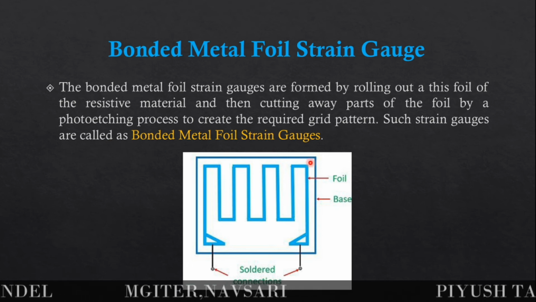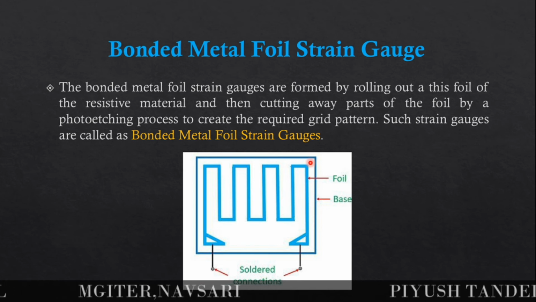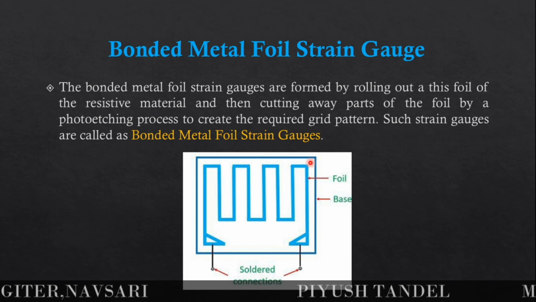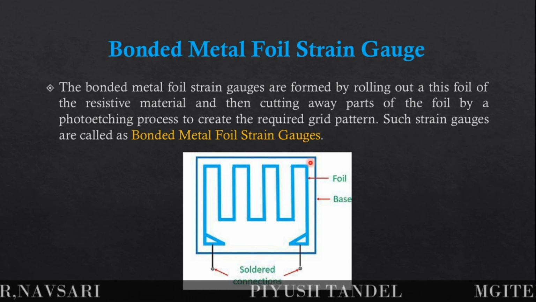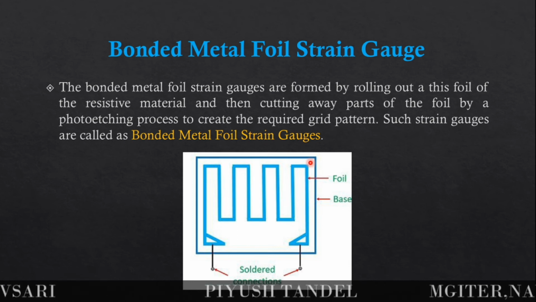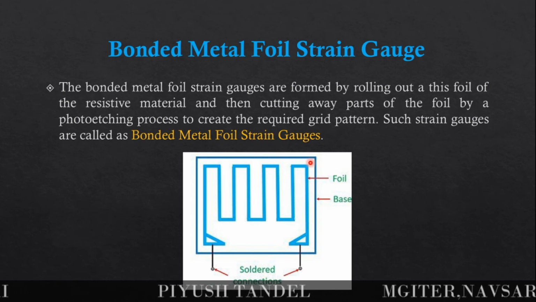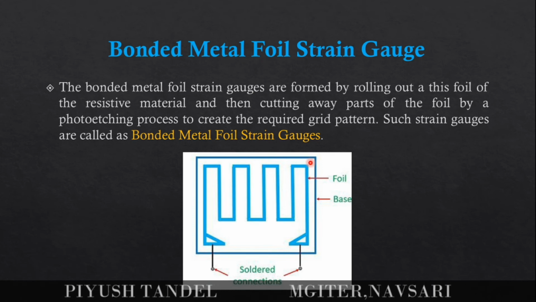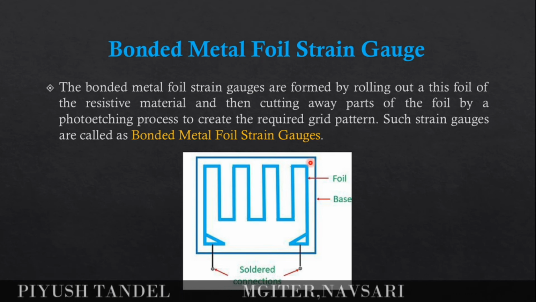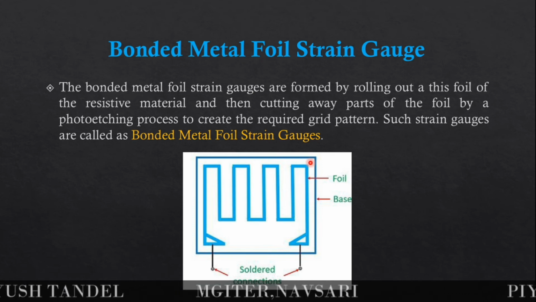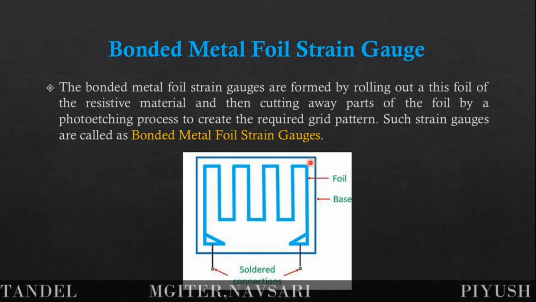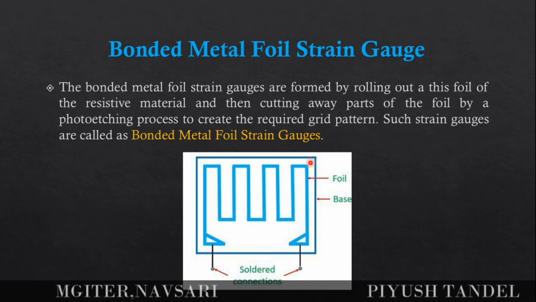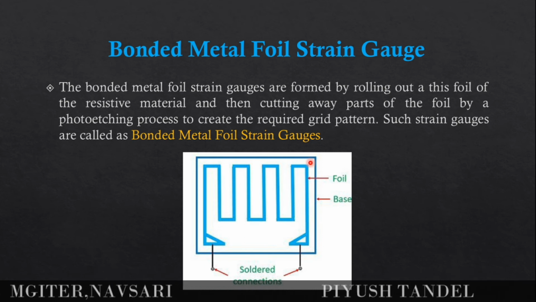They are an extension of the bonded metal wire gauge. They are an extension of the bonded metal wire gauge because they look similar, but they are a little bit different from the bonded metal wire strain gauge. The bonded metal foil strain gauge uses similar material to the wire strain gauge. They are used for stress analysis applications and for many different transducers.